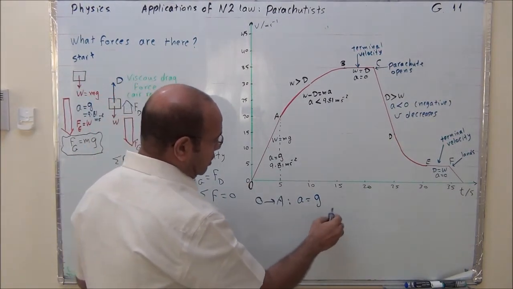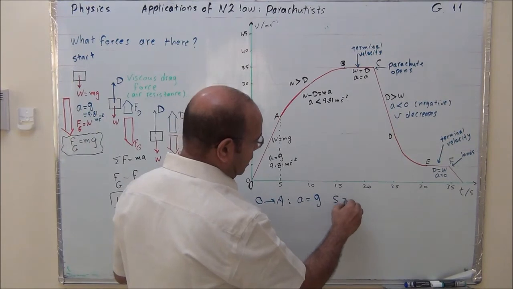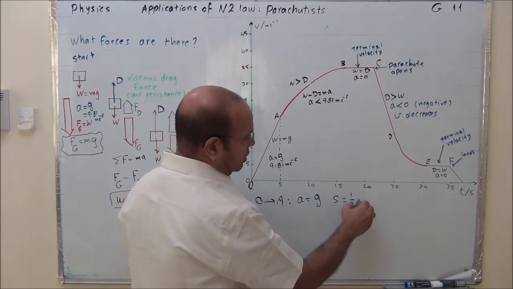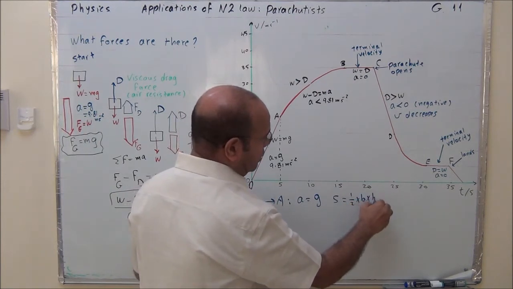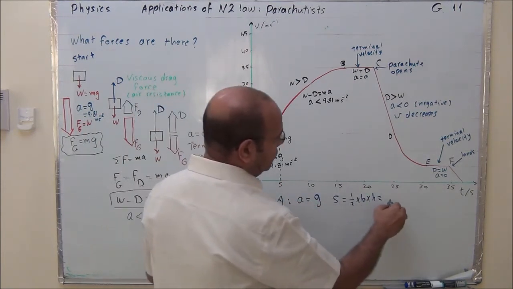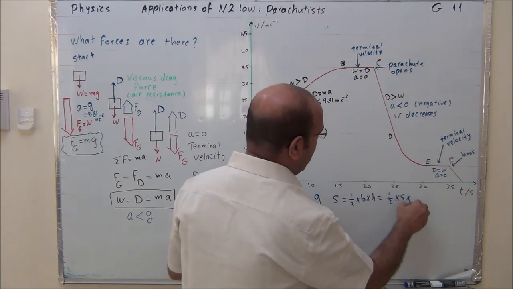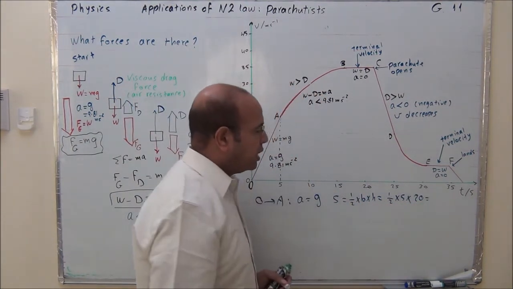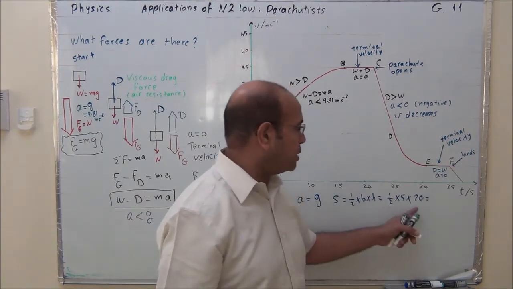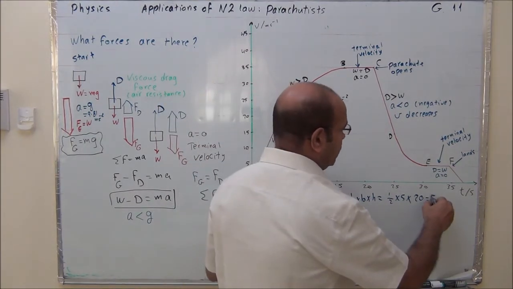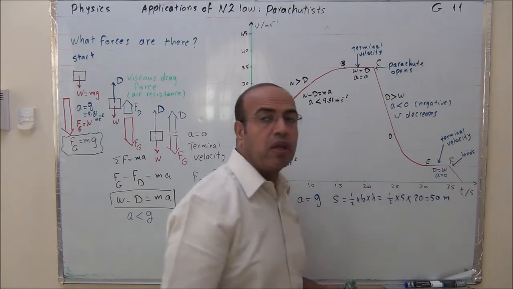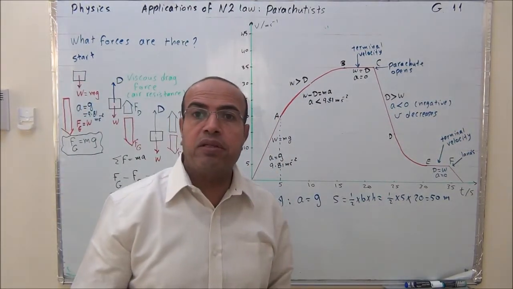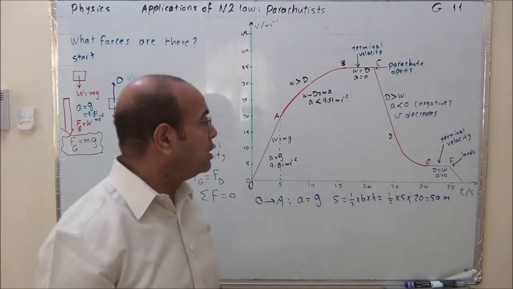The distance traveled in this interval, s, equals the area under the graph. It is a triangle, half times base times height. The base is 5 and the height is 20. So half times 5 times 20: half of 20 is 10, 10 times 5 equals 50, so 50 meters. So it moves 50 meters with acceleration due to gravity, 9.81.